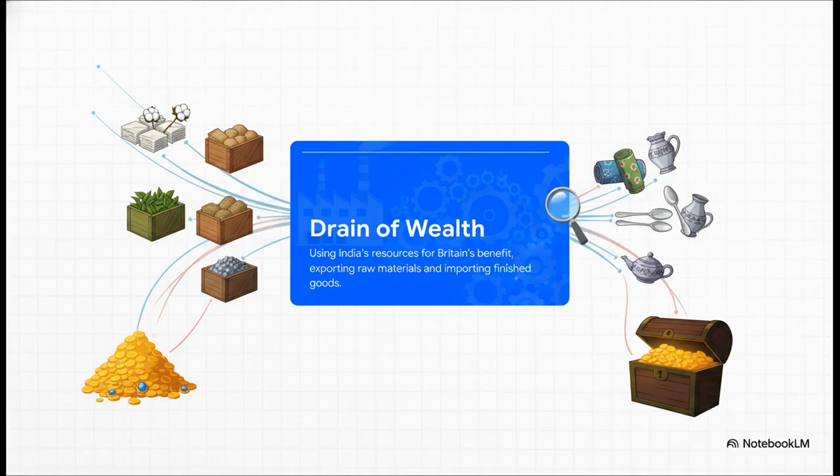And underneath it all, it really came down to money. This idea of the drain of wealth is so important to understand. Just imagine a system that's designed to literally pump your country's resources out. Your raw materials, like cotton, get shipped to Britain, turned into expensive clothes, and then sold right back to you at a huge markup. This wasn't fair trade. It was a system that was making India poor to make Britain richer.